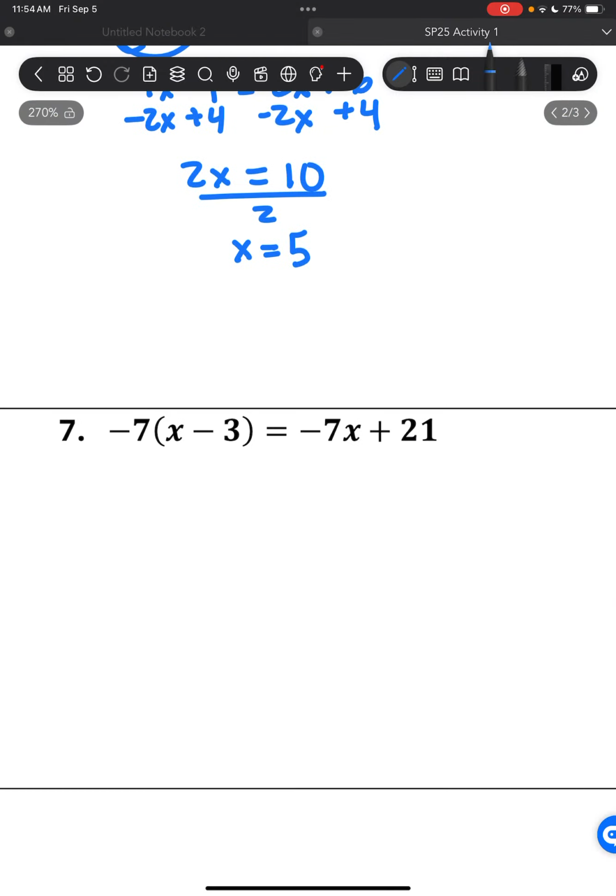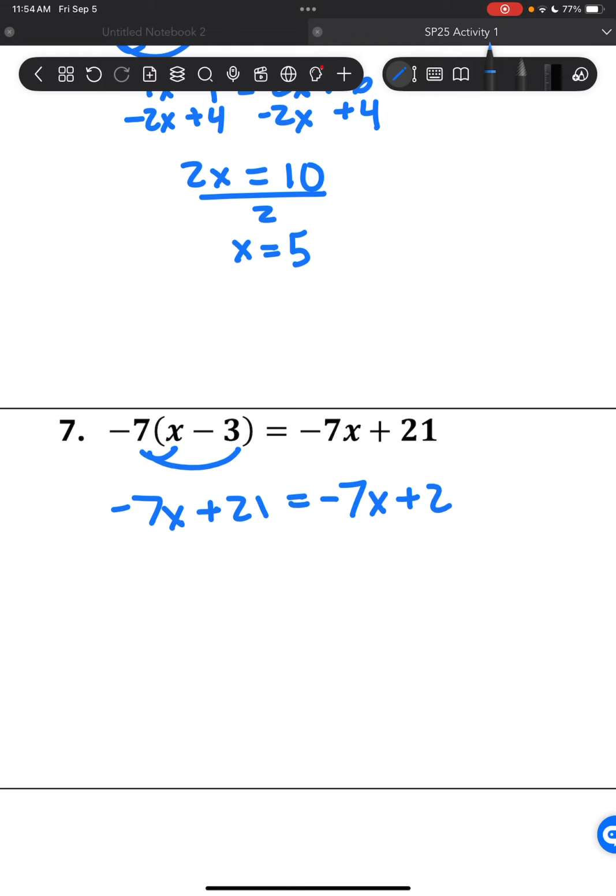Alright, number 7. So number 7, let's distribute, right? Negative 7x plus, right? Negative 7 times negative 3 is going to give us a positive 21. Then we are given negative 7x plus 21. What do we see here? These equations equal the same thing. So we're going to get inevitably 0 equals 0, right?